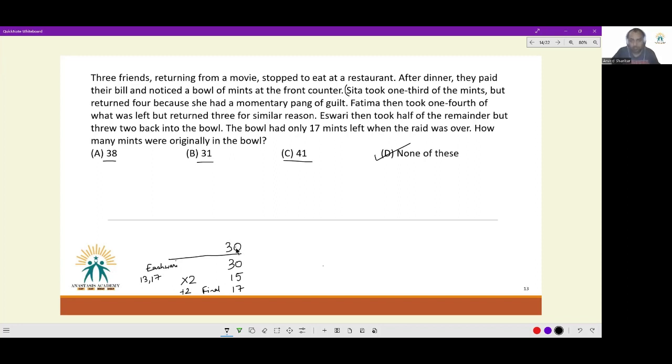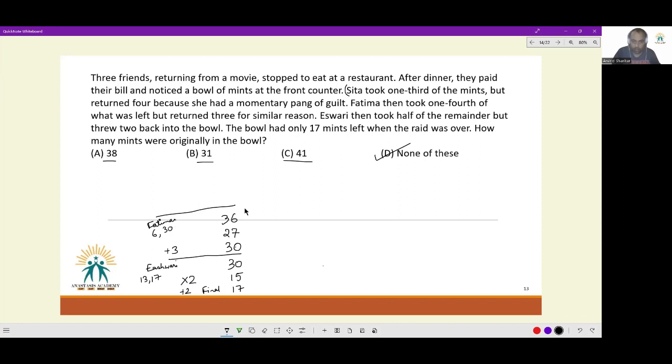So there were 30 there after Fatima had taken 1/4 but returned 3 for a similar reason. So prior to Fatima returning 3, there must be 27 mints left. 27 plus 3 gets me to 30. And this 27 was 3/4 of what was present originally when Fatima had walked in. Which means originally when Fatima had walked in, there were 36 mints available. She took 9, then she threw back 3. So she has taken 6, left 30.